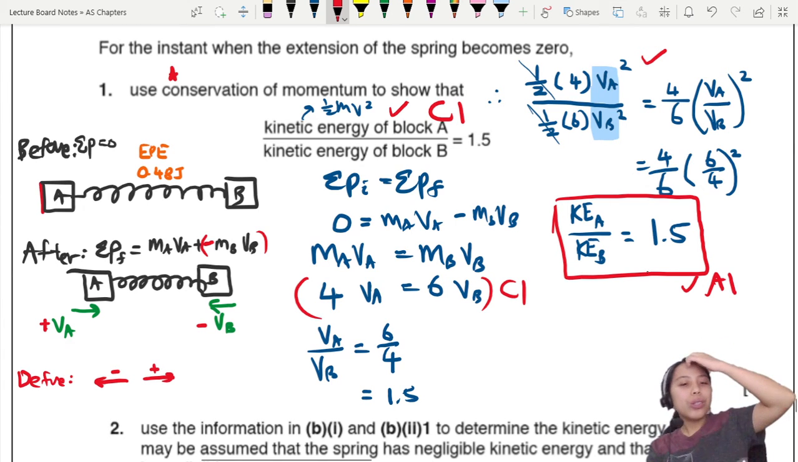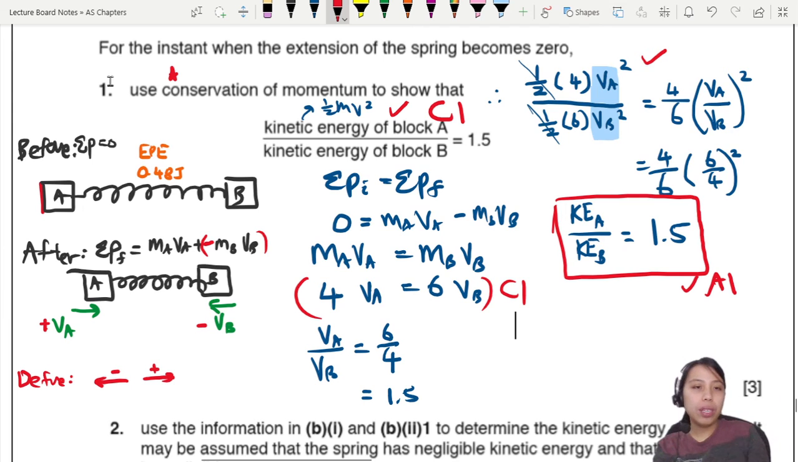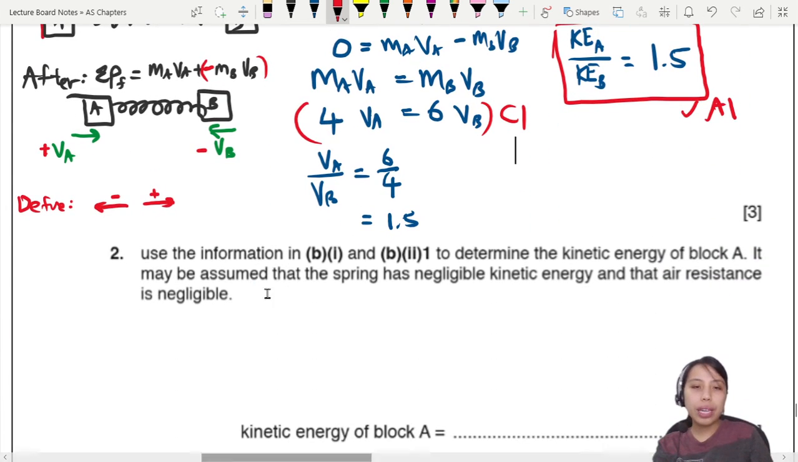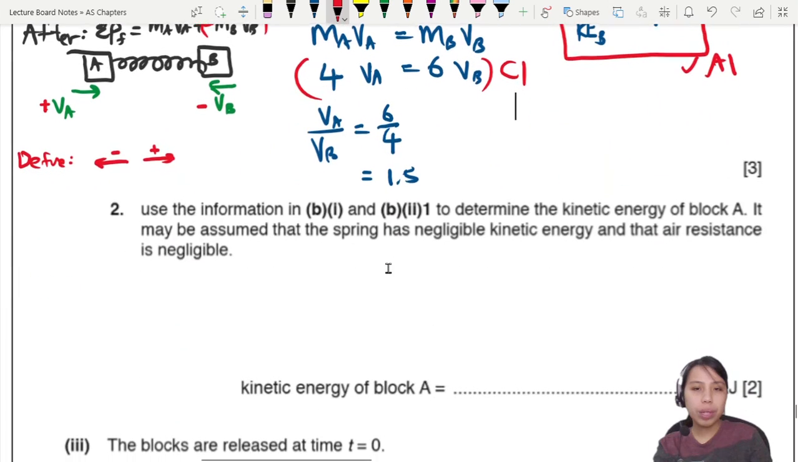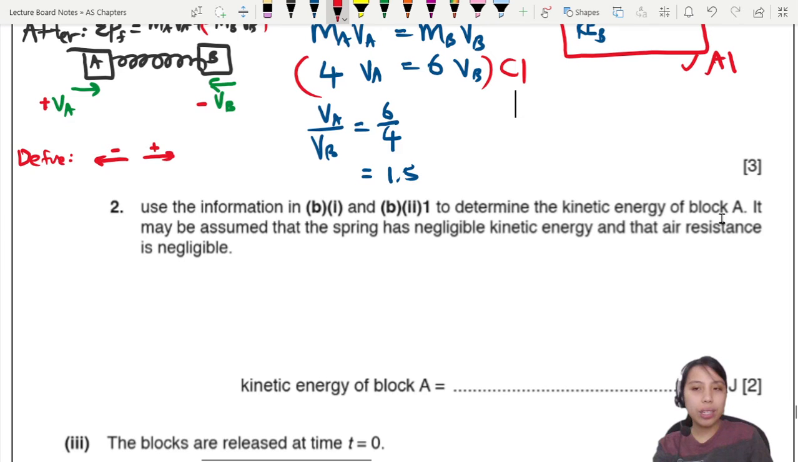Okay. So then the next part builds on this. You see this is 1 and this is 2. That means they are linked. Use the information in B1 and B2 to determine the kinetic energy of block A. You can assume the spring is not moving, negligible KE, and there's no air resistance.